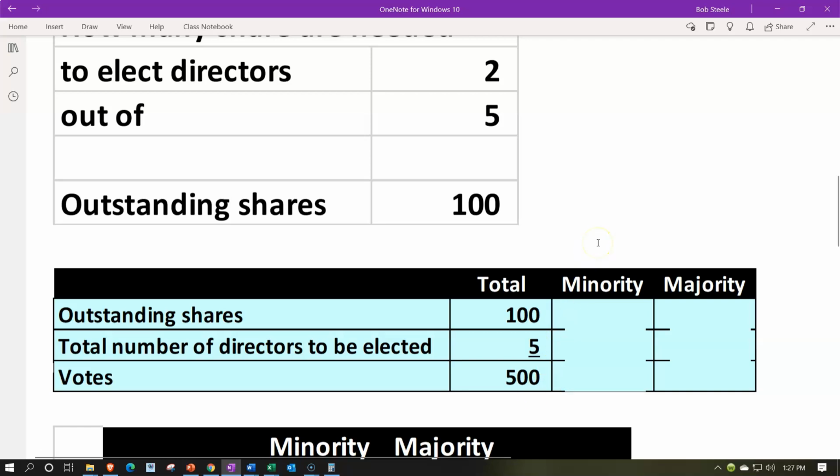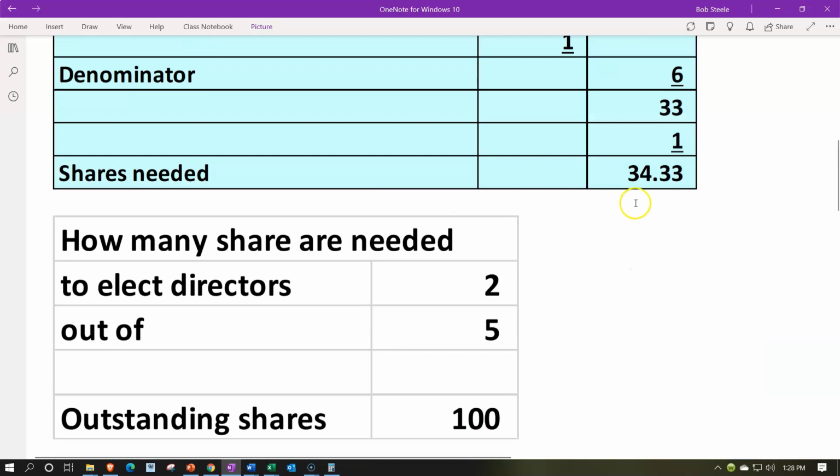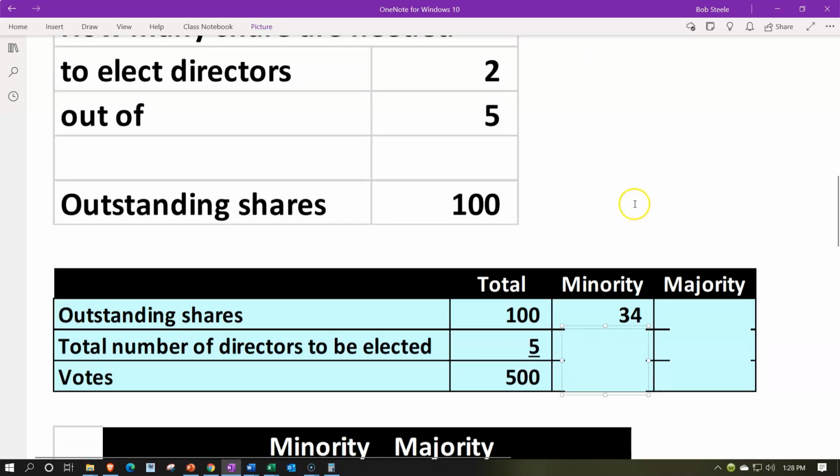Now, we're going to assume that we are the minority shareholder, because that's usually the emphasis with these types of problems. They're emphasizing the fact that the minority shareholder could actually get a couple people on the board, even by being the minority, by consolidating the votes in this way. So that's going to be us here. That's the calculation we did, which we said was 34. So we're going to say we need 34 on the minority to get those 2.